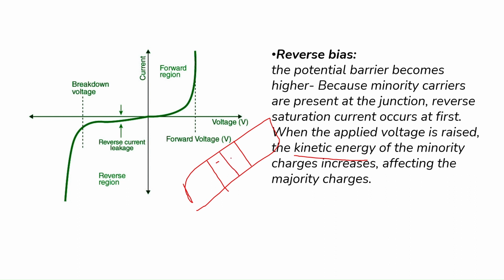When this depletion region width increases, the kinetic energy of these minority carriers, both the electrons in p-type and holes in n-type, will increase, and as a result, the amount of current will also increase in the case when the depletion region is completely broken. Initially, there will be a small amount of current called the reverse leakage current. After breakdown voltage, the amount of current will increase to the maximum.